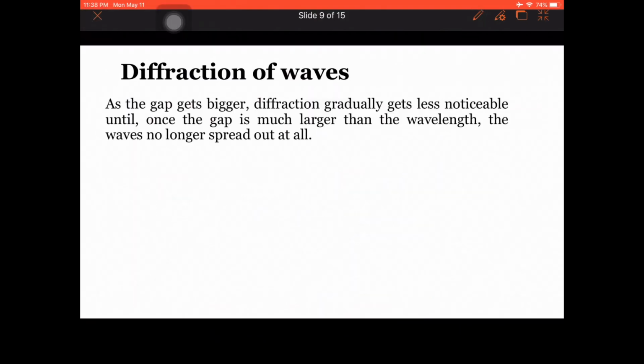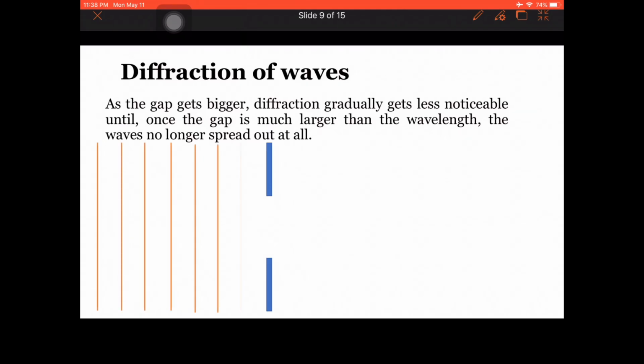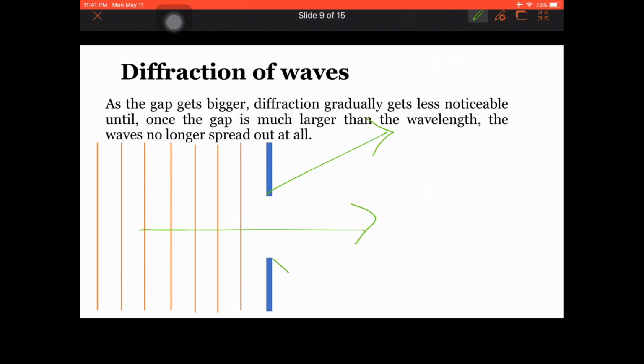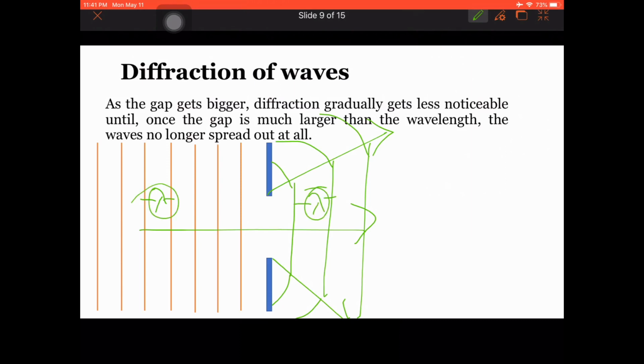As the gap gets bigger, diffraction gradually gets less noticeable until, once the gap is much larger than the wavelength, the waves no longer spread out at all. To illustrate, here are the waves approaching the barrier. Here are the directions followed by the wave after going through the gap. Now the diffraction will look like this. Now we're going to draw the edges this way. Notice that the spreading is less noticeable. The wavelength of this will be equal to the wavelength on the other side. You have to be careful with that.